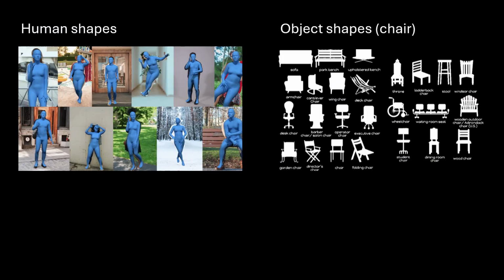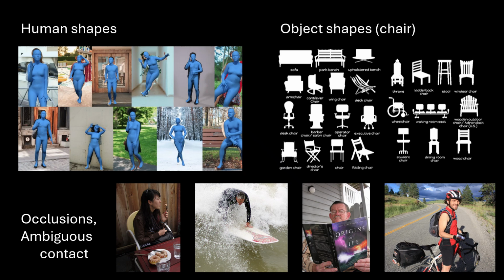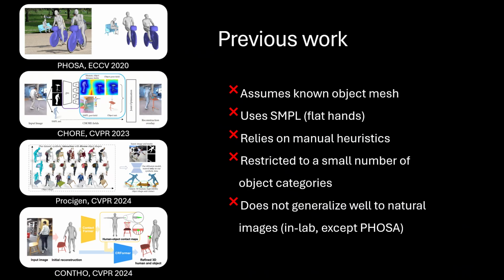This is challenging as humans and objects come in a variety of shapes and sizes. They mutually occlude each other, and their contact is often ambiguous in 2D images due to depth ambiguities. Consequently, existing methods focus on controlled settings such as in-lab datasets with known object shapes or contact, tackle only limited object classes, and often struggle in the wild images.